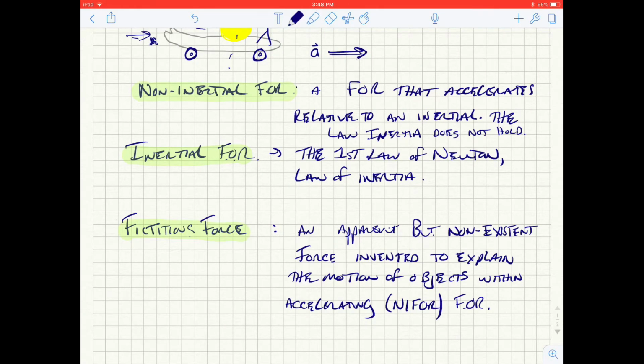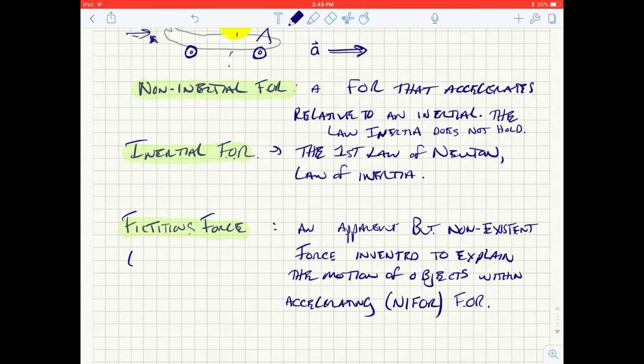We can call them apparent forces. We can even describe them as inertial forces. You may hear that term around as well. Fictitious force, inertial force, and apparent force.